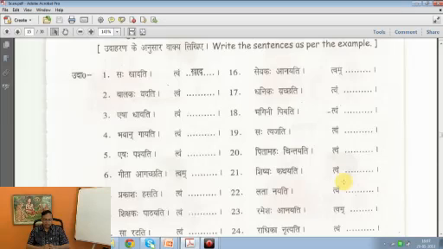Third one, Esha dhavati. This Esha balika dhavati. This girl runs. Tvam dhava. You run. Bhavan gayati. You sing. Bhavan is the honorific, that second person. So therefore gayati is used. Tvam gaya. You sing.